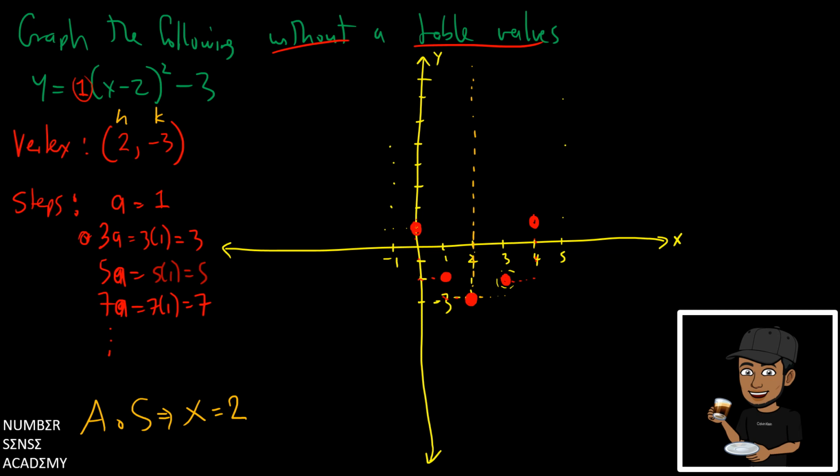Right about there. I'm going to go to the left, and 1, 2, 3, 4, 5. Yes. So it's okay to make mistakes with these. And then I connect the dots. Okay, and this is my graph.